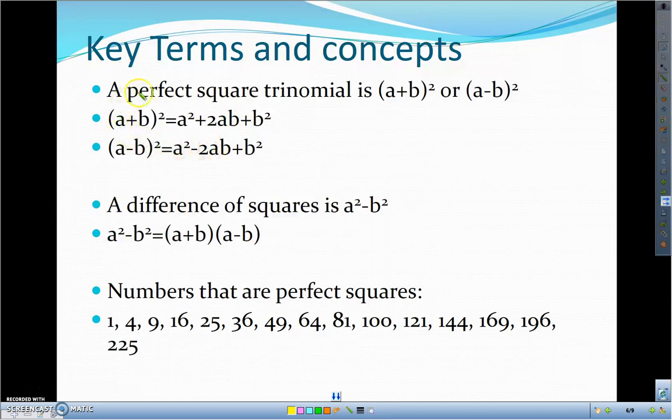Some key terms just to go through. A perfect square trinomial is a plus b squared or a minus b squared. And we've got this expansion, which will show that a plus b squared is equal to a squared plus 2ab plus b squared. And the only difference when you've got a minus b squared is that this middle term, the middle coefficient, is negative. This here is a difference of squares. It's a square minus a square, and it's equal to a plus b times a minus b. And something which is also useful is to know perfect square numbers. So we've got 1, 4, 9, 16, 25, and so on and so forth. You should know these numbers, and it's going to help you in this lesson.